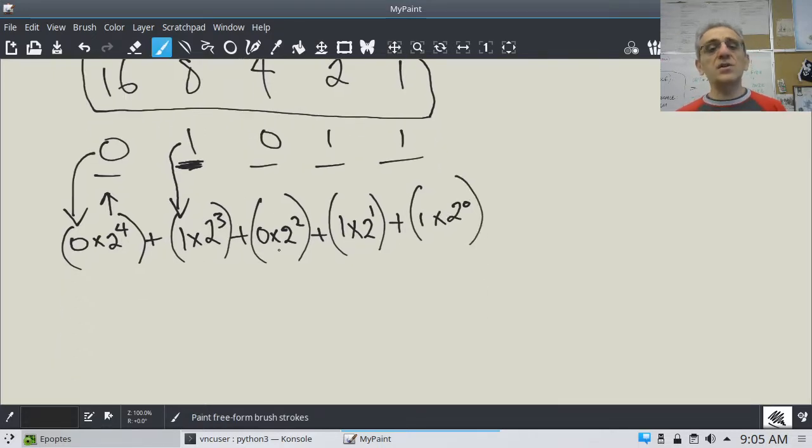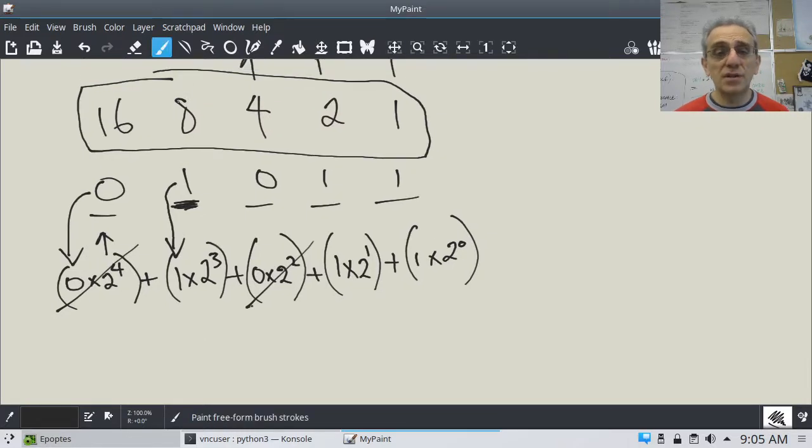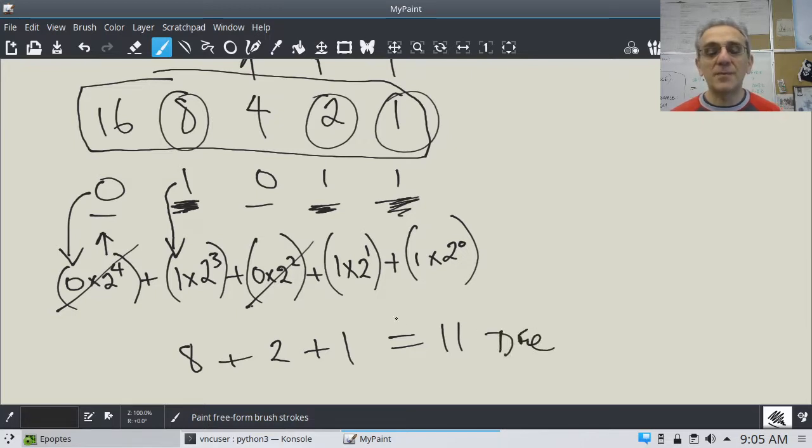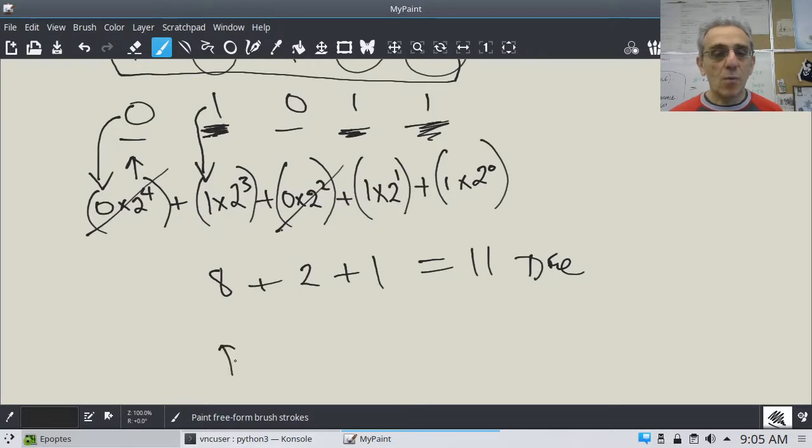I think you understand mathematics well enough that if you multiply 0 by anything, it's still going to be 0. So really, the only ones you need to add to get your total are the ones that have a 1 in the location. There's a 1 here, a 1 here, and a 1 there. So the answer is 8 plus 2 plus 1, which is 11. This number just happens to be 1, 1, but this is a decimal number. So decimal 11. That means, let's erase that for a second.